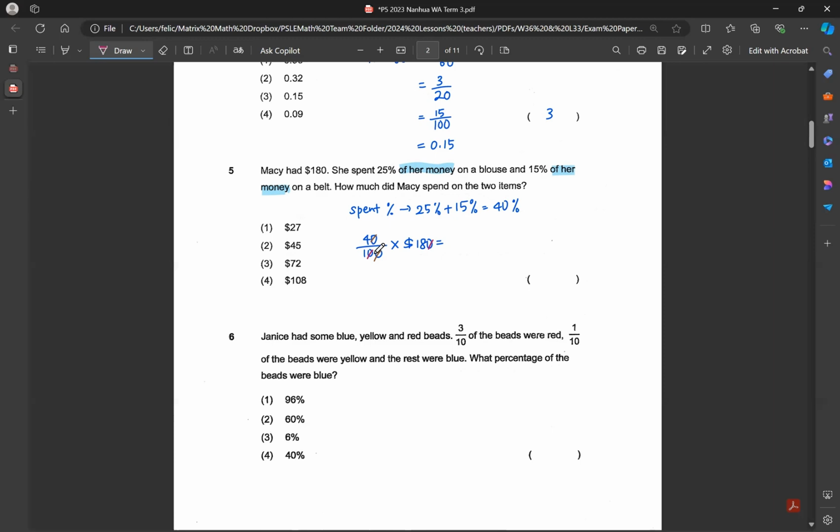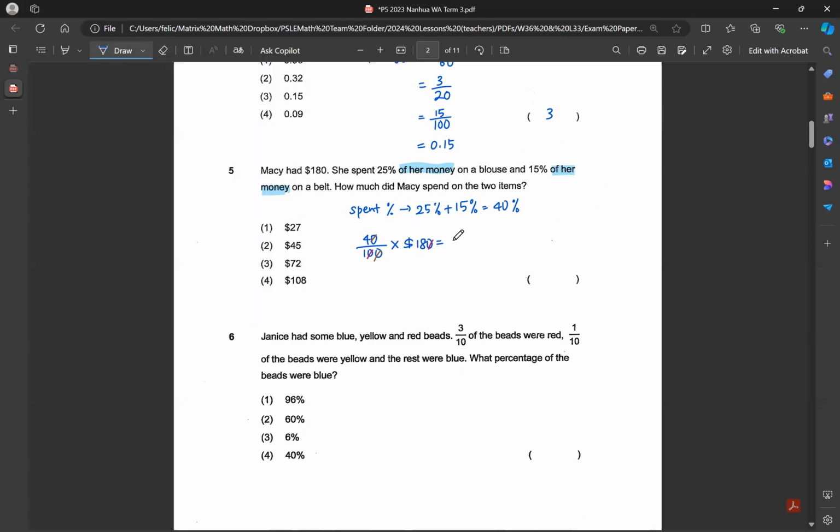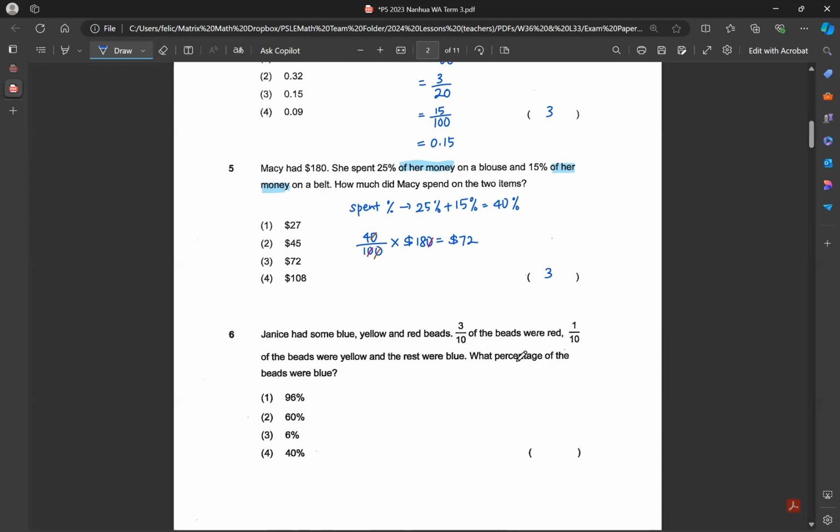Okay, so the first one is in brown. I've color coded. The second one is in red. All right, so whatever is left is just 4 over 1. 4 over 1 is just 4. So this is 4 times 18. So 4 times 18 is actually $72. So this is what she spent. That means you can say that the 40% is $72 when you do this step. This is what you are getting. Okay, so it's option 3.